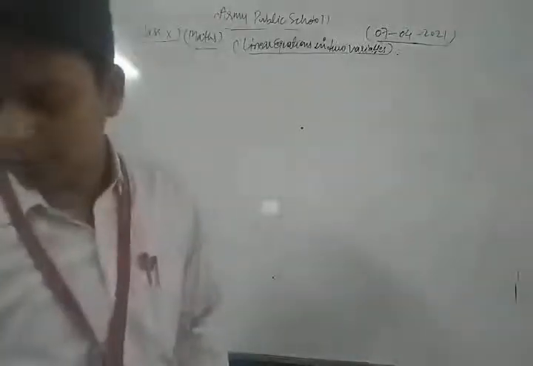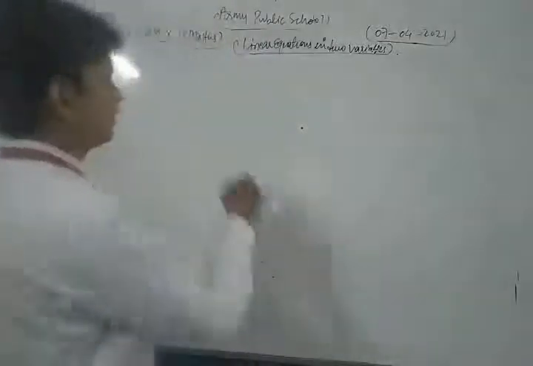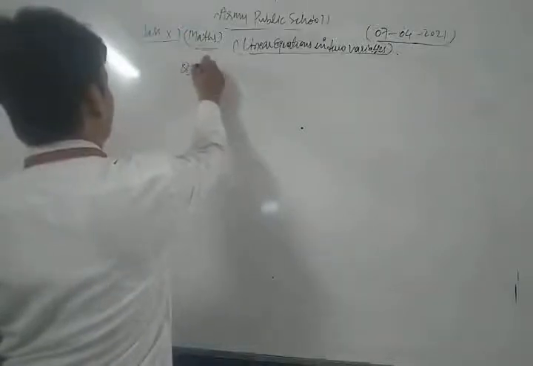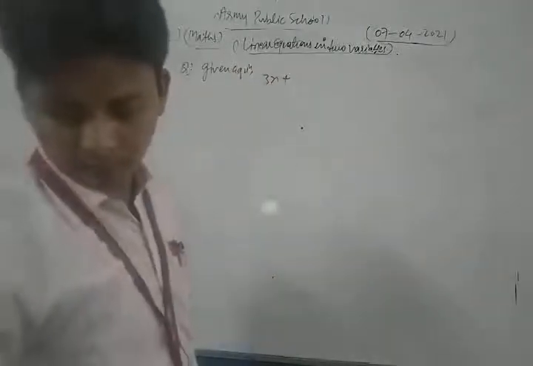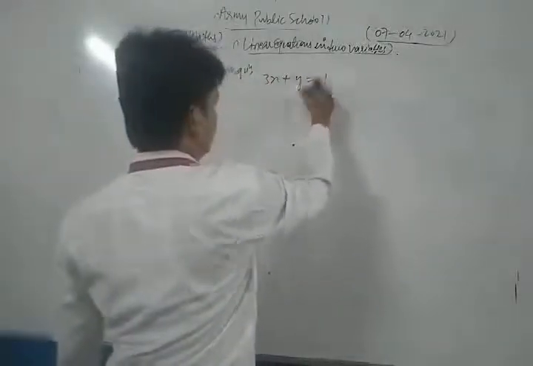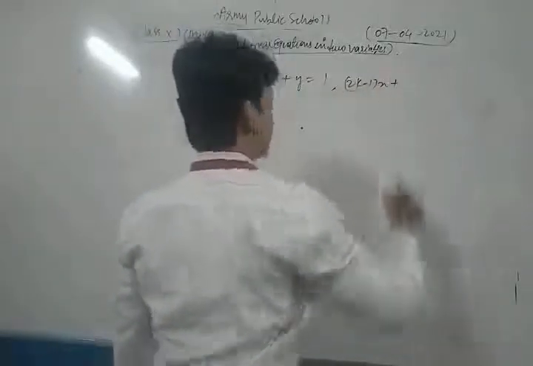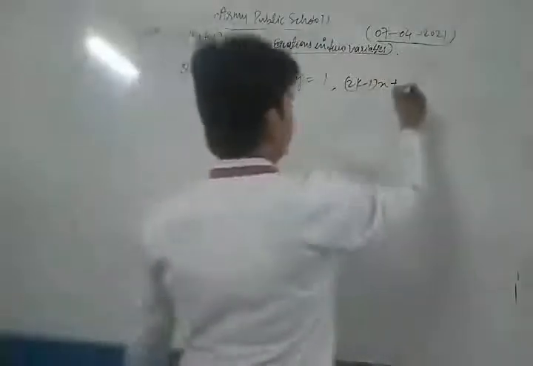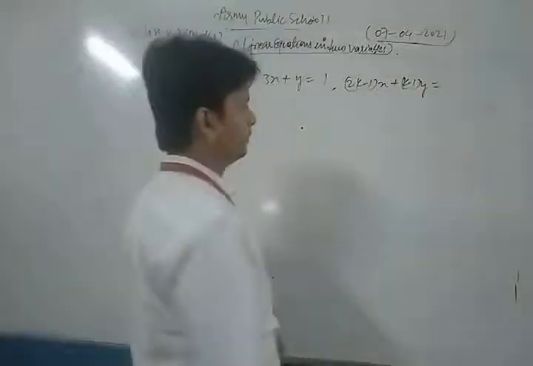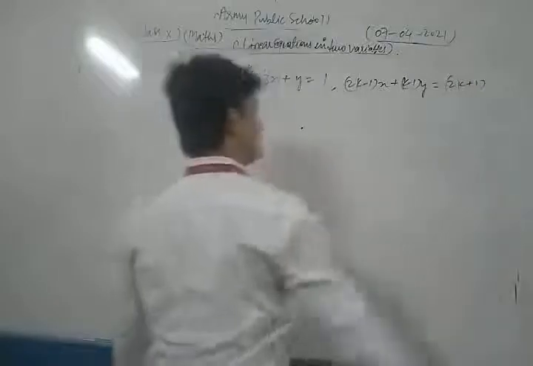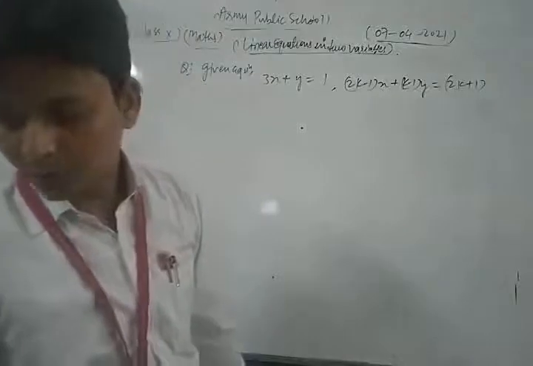Now, students, for what value of k does the given system of equations have no solution? The given equations are 3x plus y equal to 1, and the second equation is 2k minus 1 into x plus k minus 1 into y is equal to 2k plus 1. Find the value of k for which the given system has no solution. So let's see.